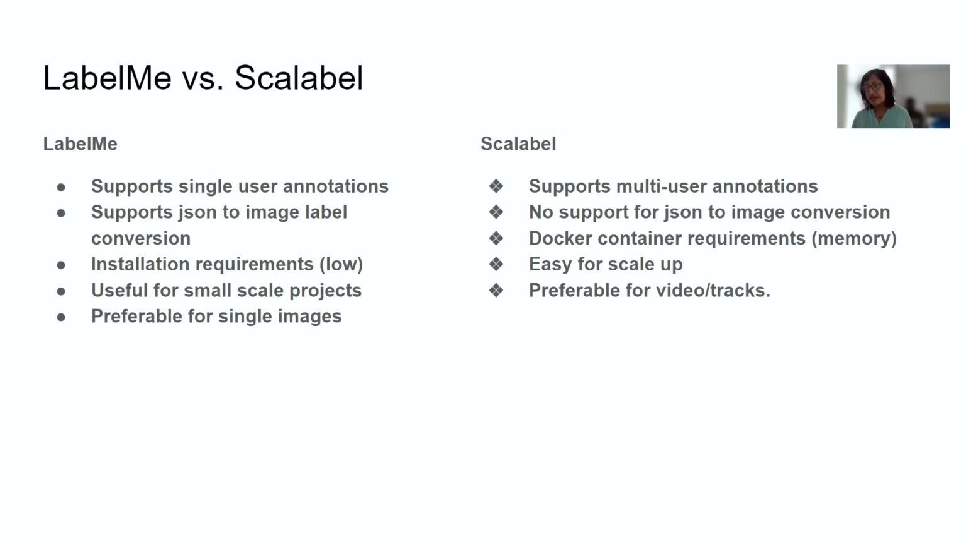It is very easy for scale up, like I mentioned. So once you know how to run your Docker container, you can ask 4 or 5 people to do the same process, and it is very easy to replicate. And this is highly preferable for video tracks. So if you're doing video annotation where you have the same objects being followed across different image frames, then that's where Scalabel is the most useful. So let's get straight to the installation and the annotation processes now.